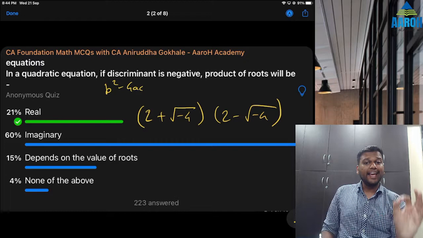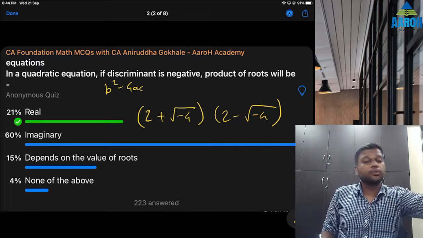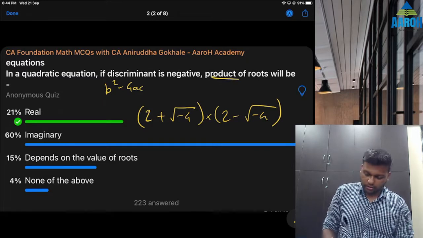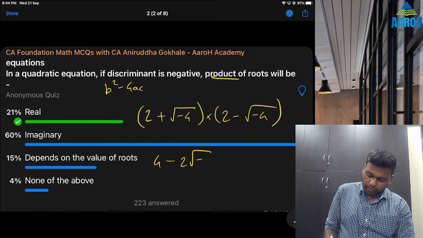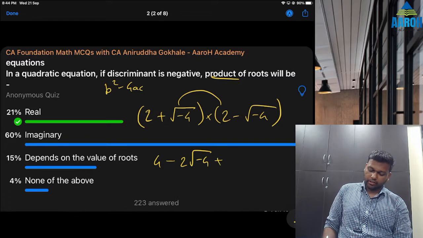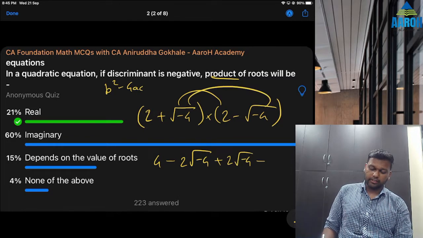If one is a plus square root of a negative number, the other will be a minus square root of that number. We want their product, so let's check. 2 into 2, 4. Then minus 2 into root of minus 4. Then this into this, that is plus 2 into root of minus 4. Then this into this, that is minus.